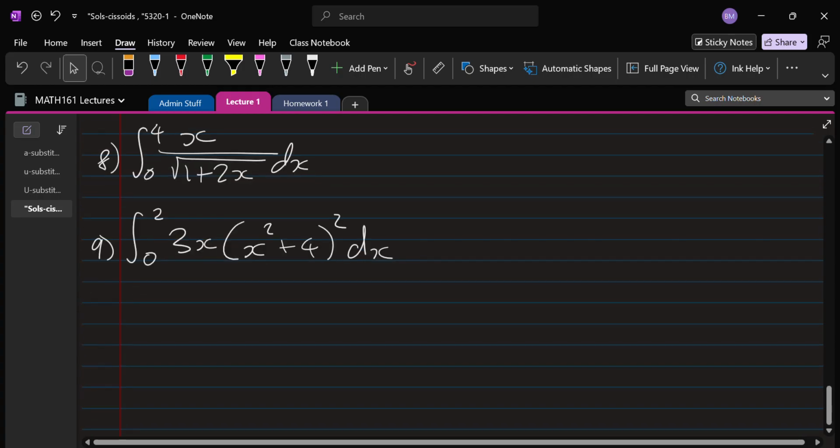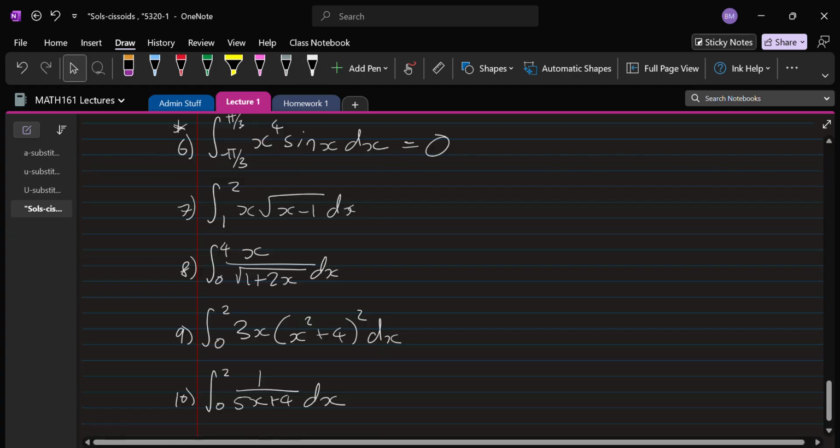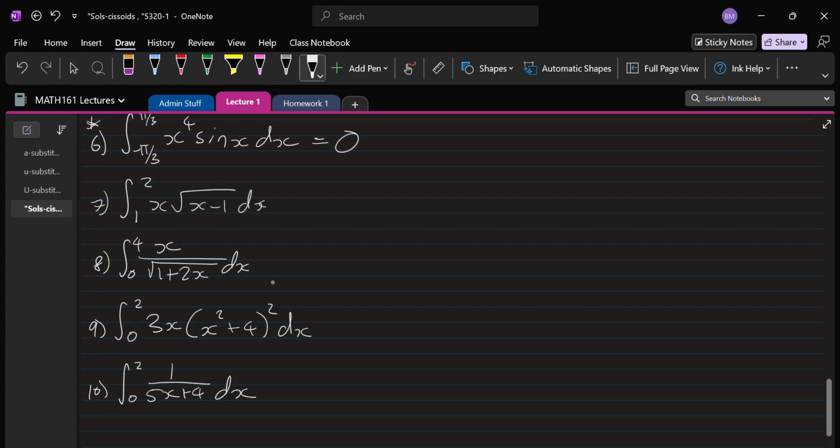Integral 0 to 2, 3x times (x squared plus 4) squared dx. Okay, pretty straightforward. Outside function, inside function. You should be able to do that quite easily. And then the last one, integral 0 to 2, 1 over 5x plus 4. We've also seen something like that. Okay, so these last few, please, for homework.